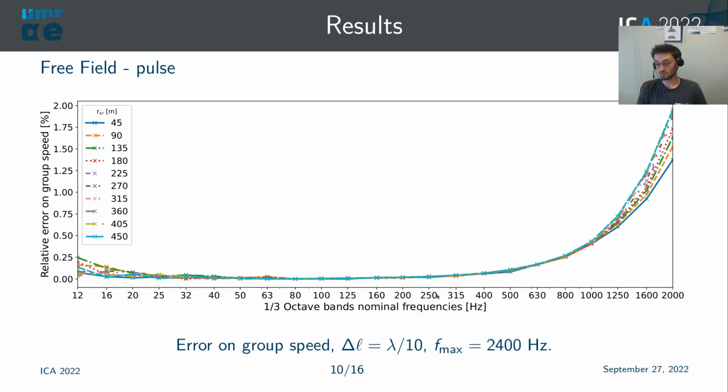The main conclusion is that the higher in frequency we go, the higher the error is. You can see for 2000 Hz we have 1.25 to 1.5% of error on the group speed of the wave packet, and here it's nearly 2% of error on the group speed. You can see that it's mainly close to 10 points per wavelength, and further away from the source.